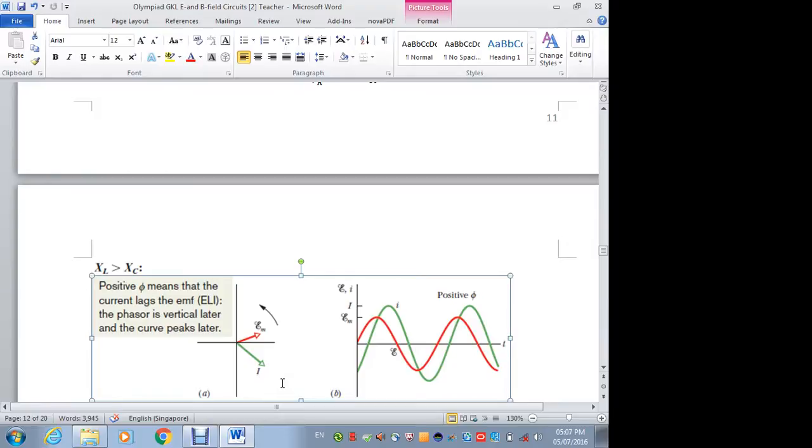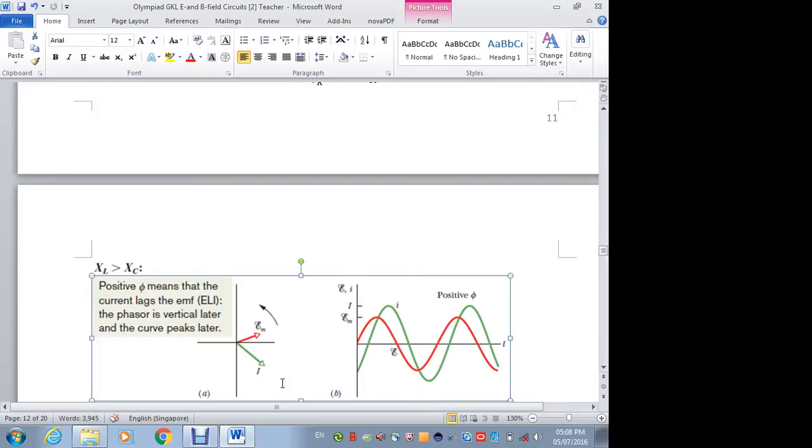So positive phi means that the current lags the EMF. The phasor is vertical later and the curve peaks later, so it's lagging. This mnemonic is just for you to remember, but it has no physical meaning. I also can't remember it, so don't bother. Just remember what happens when XL is more than XC.